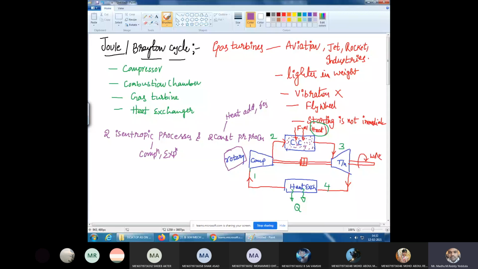Due to the burning of the fuel, what will happen? High pressure and high temperature gases will be liberated. Those gases are allowed to pass through the blades of the gas turbine. During this process, the gas will expand. Therefore, the shaft of the turbine will rotate.